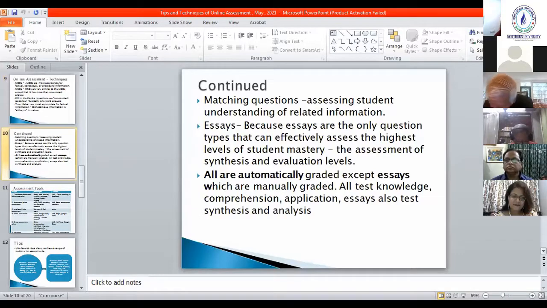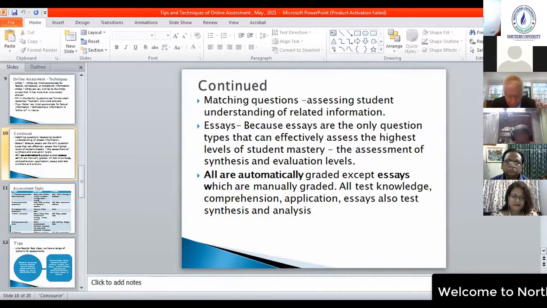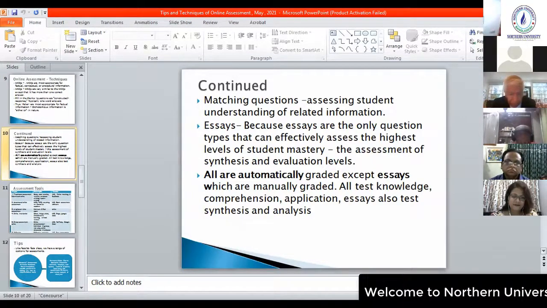Then comes essays. Essays are the only question types that can assess the higher levels of students' mastery. That means the synthesis and evaluation levels is what comes here in the essay. So this is extremely important. And when we talk about grading, most of them are automatically graded, excepting essays where we have to manually grade. All test knowledge, comprehension, applications. Essays also test the synthesis and analysis.